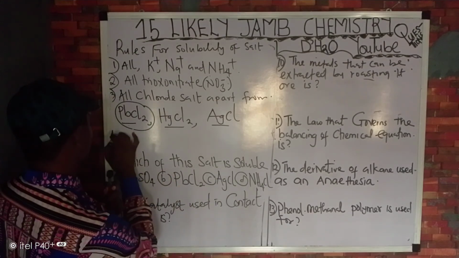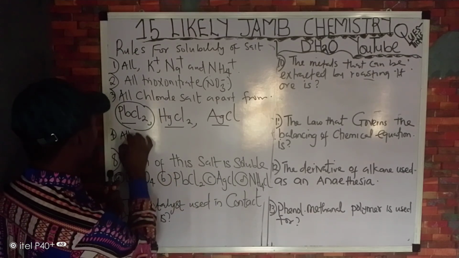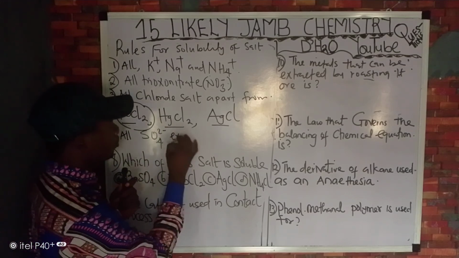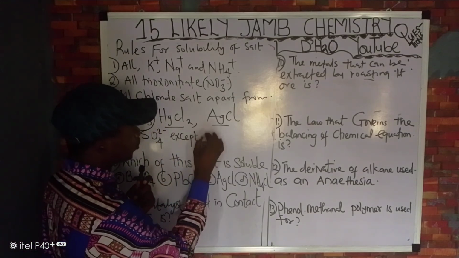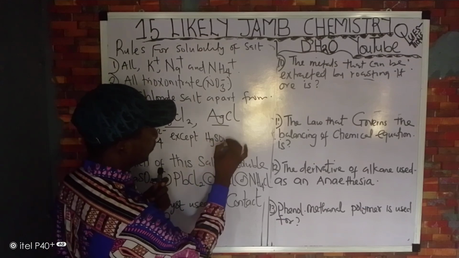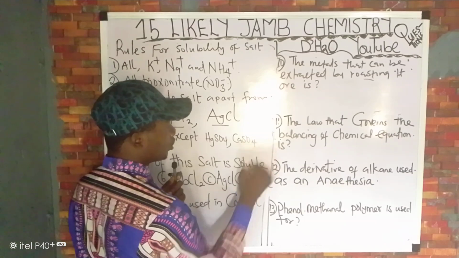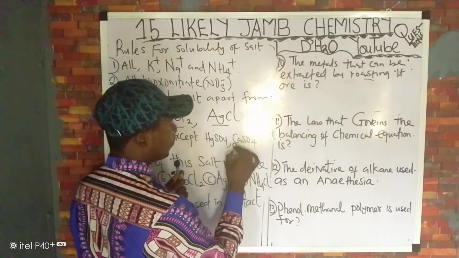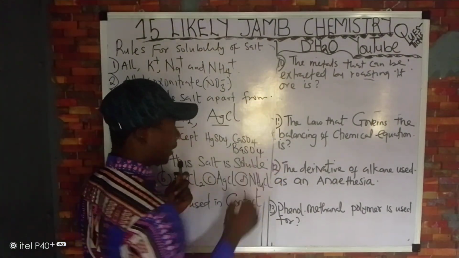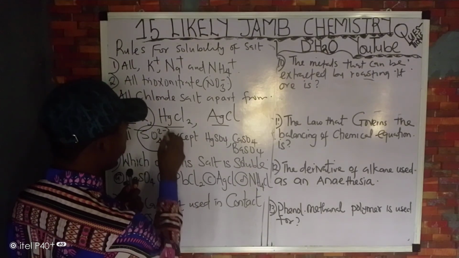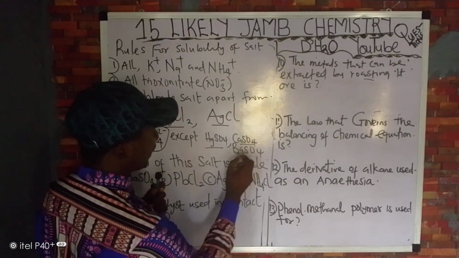Now, rule number 4. All tetraoxosulfate(VI) salts are soluble except what? Except your mercury sulfate. Please take note of that. Except your calcium sulfate. Please take note of that. Except your barium sulfate. Please take note of that. All of these salts, SO4 2 minus, are soluble apart from these.